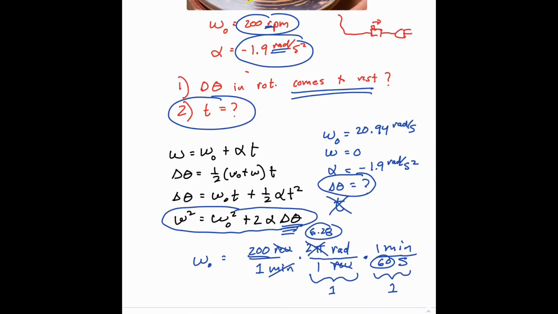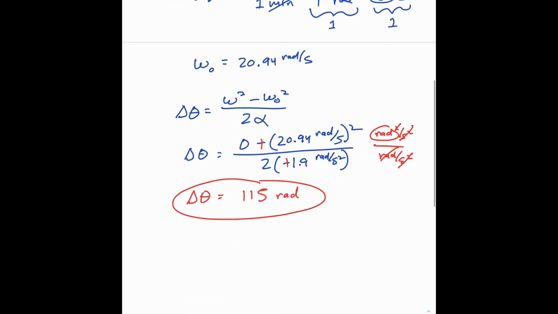The question's asking for the angular displacement in rotations. So 115 radians over 1. Now I need to change from radians into rotations. There are 6.28 radians in every one rotation. So our final answer should be written as 18.3 rotations.